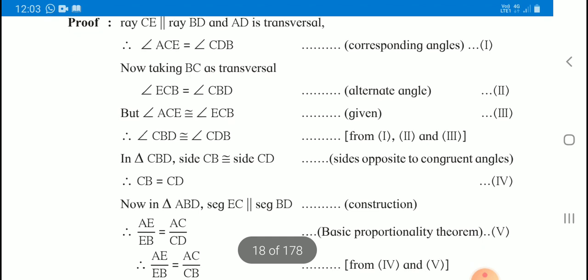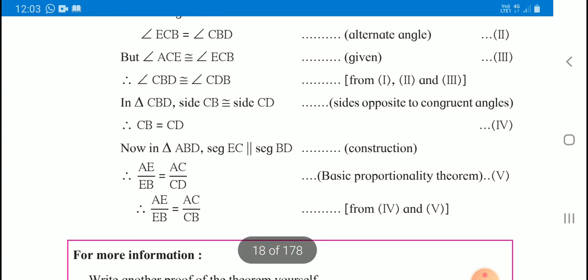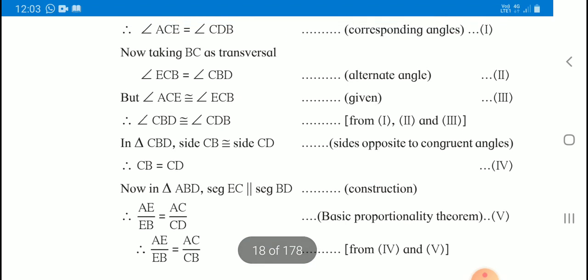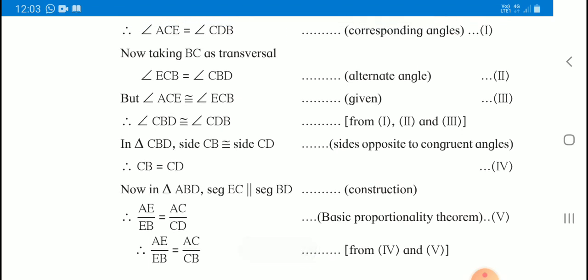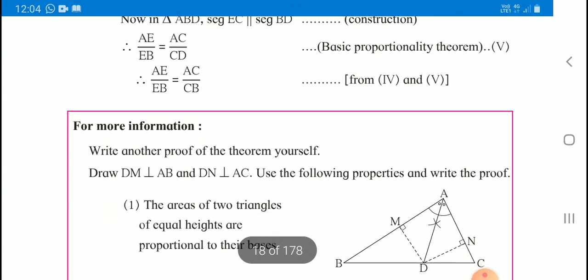Now, we'll consider the triangle ABD. Here, segment EC is parallel to segment BD from construction. Therefore, by the basic proportionality theorem, we can write AE upon EB is equal to AC upon CD. This is our equation number 5. If we see equations 4 and 5, we get that CD is equal to CB. Therefore, in place of CD, we will write CB. Therefore, AE upon EB is equal to AC upon CB. So, we have proved the angle bisector theorem.